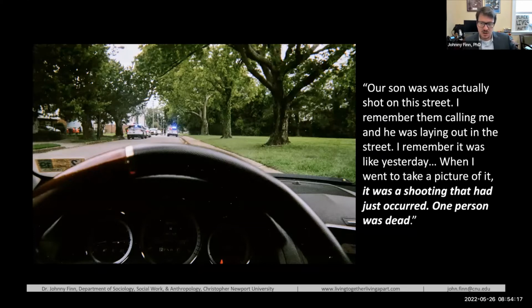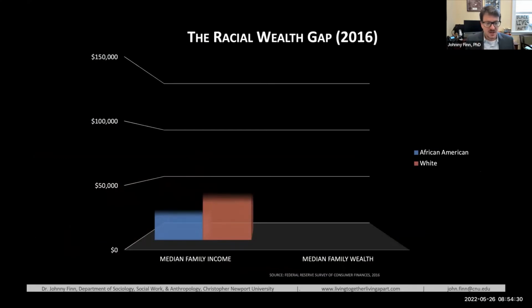But let me switch gears from the individual, the embodied impact of this history, to the macro. Let's zoom out. One thing that we know in the US, from recent data from the Federal Reserve Survey of Consumer Finances, is that there is a racial income gap between the median white family and the median Black family. There's about a 35 to 40% gap in annual income.